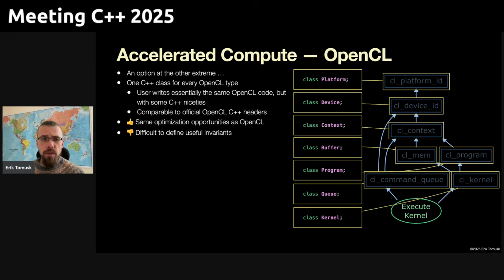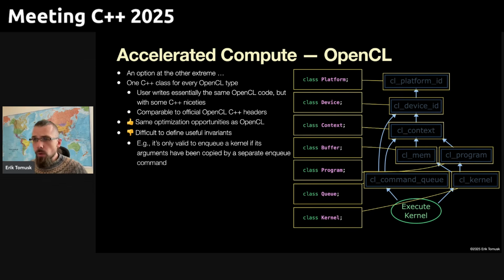But it becomes very difficult to define useful invariants. Remember, I pointed out that it's only valid to enqueue a kernel for execution if you first set its arguments, but also if you first actually copied that data to the accelerator. So what the C++ level invariant for an OpenCL kernel looks like is quite difficult to pin down. There's no clear view of ownership.